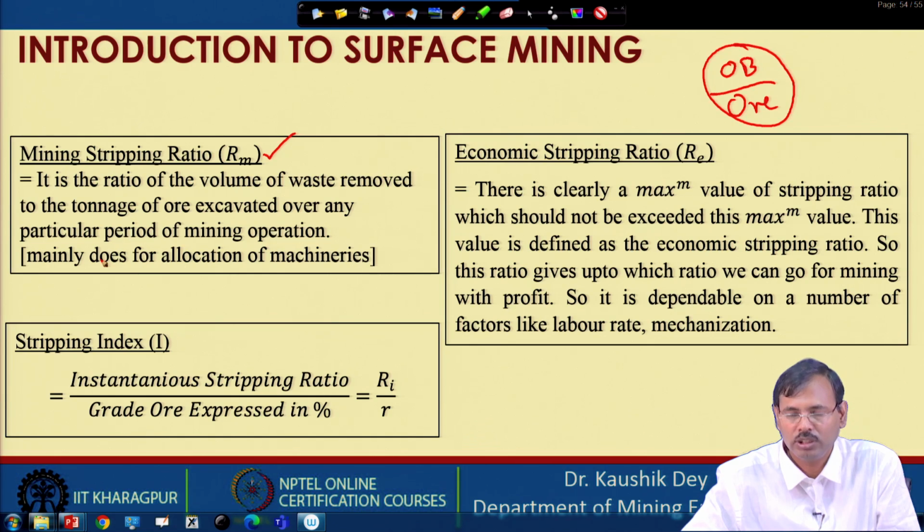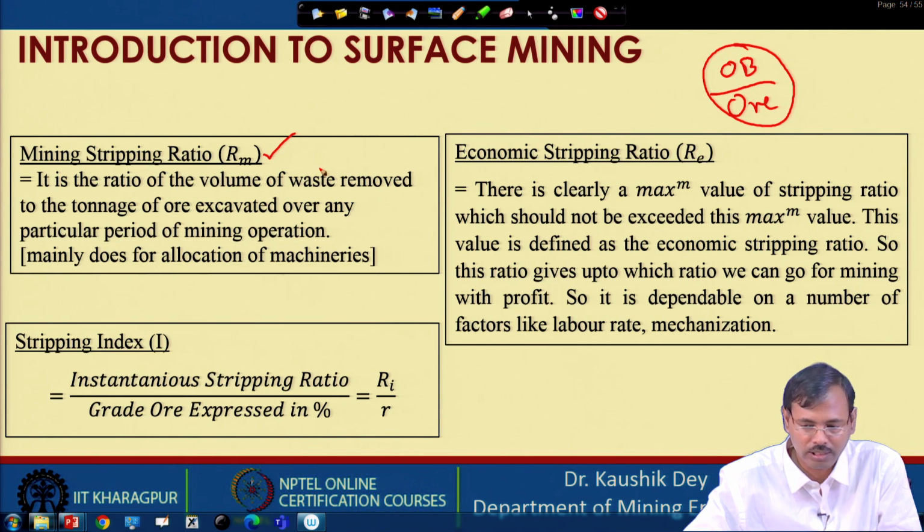So, what is happening, say suppose in rainy season etc., if your demand is less, at that time mine management will deploy more machineries to remove the overburden rocks and they reduce the excavation of the ore. So, at that time your stripping ratio will become more, and if you are in the dry time, if you are excavating ore mainly and reduce the excavation of the overburden a lot, in that case your stripping ratio will be decreased a lot. So, this is depending on the demand and depending on the machine deployment it is carried out. So, that is called mining stripping ratio.